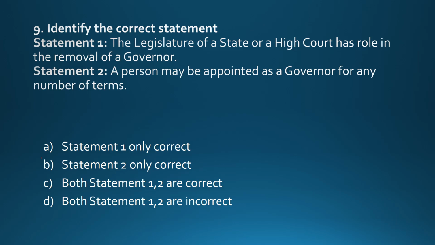Correct answer is option B. Statement 2 only correct. In statement 1, here High Court has no role should come. The legislature of a state or a high court has no role in the removal of a governor. Correct answer is option B. Statement 2 only correct.